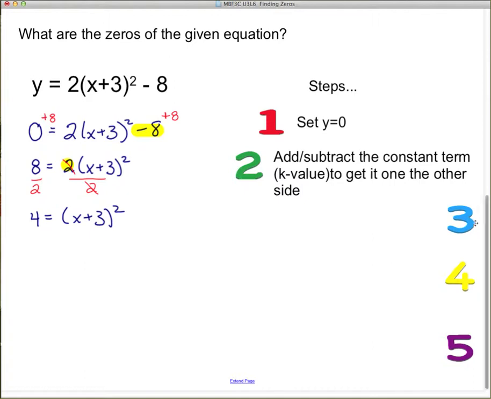And I think what we just did there is what step 3 is going to say: divide both sides by the a value. That's what I did with the 2. Let's take a look at what step 4 tells us.